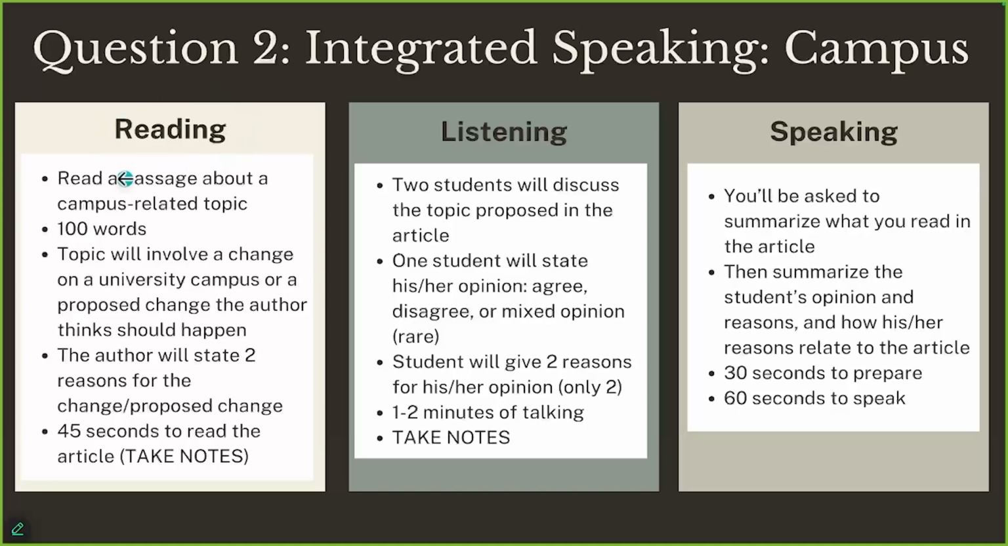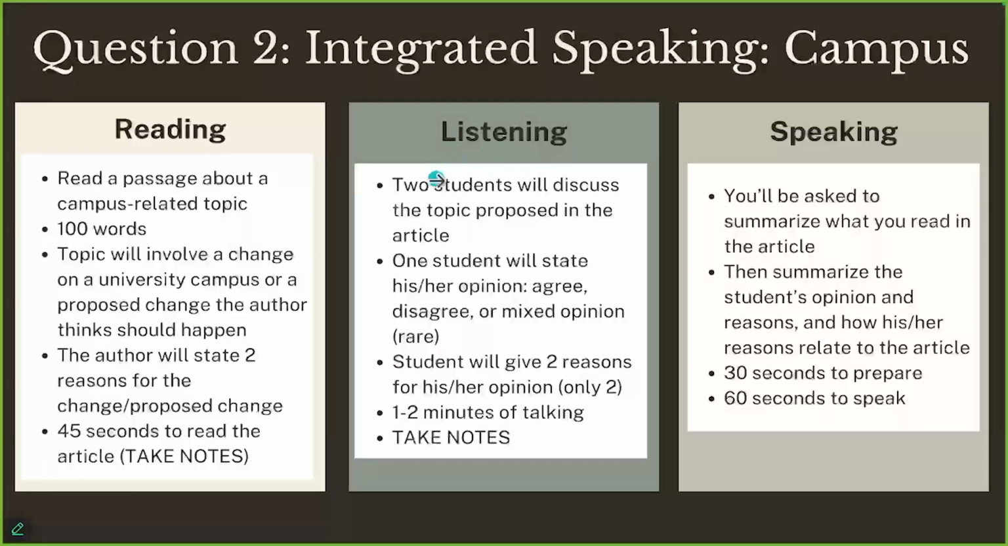The reading involves a passage about a campus-related topic for question 2, about 100 words. It's going to involve a change on a university campus or a proposed change that the author thinks should happen. And the author will state 2 reasons. And you have 45 seconds to read the article and take notes because you won't see it again.